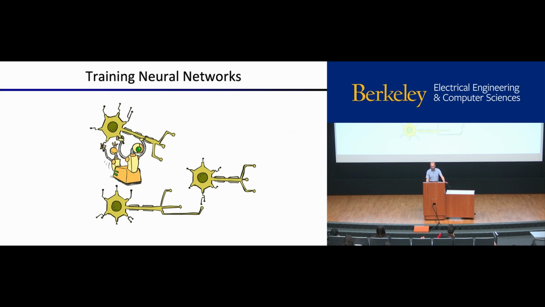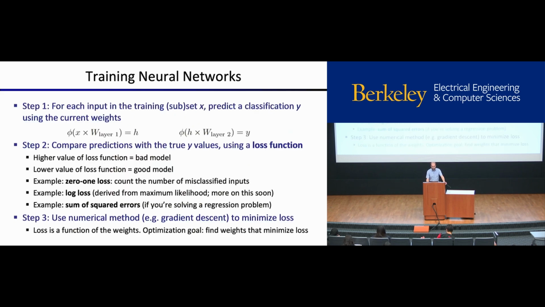Okay, training neural networks. So here's how we do it. Here's how we steadily improve all these parameters. So for each input, for each data point, we predict the classification using the current weights. We compare those to the true y values using a loss function, and the loss function that I've talked about so far is the log loss, and that would be the negative log likelihood.